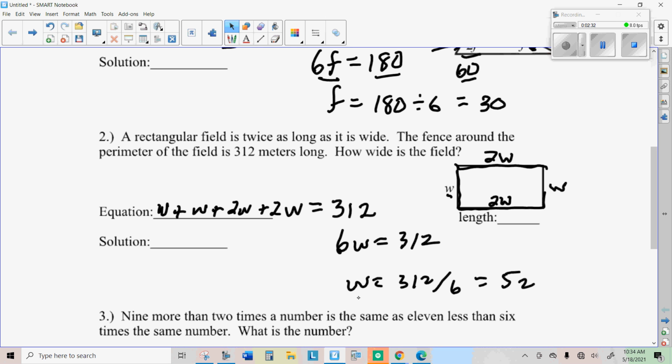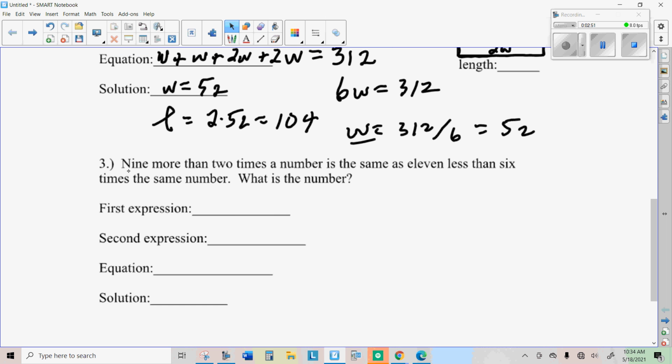So since W equals 52, I found the length is twice that, remember? So 2 times 52 is 104. All right.